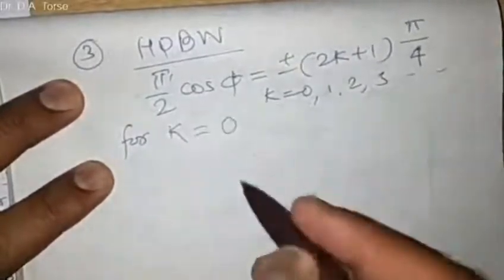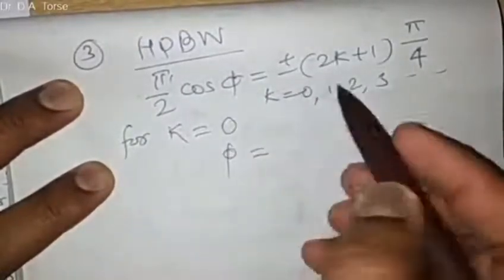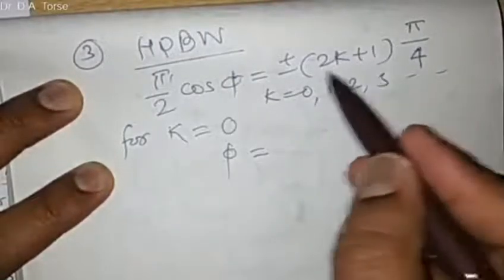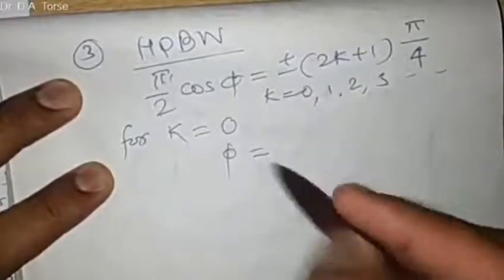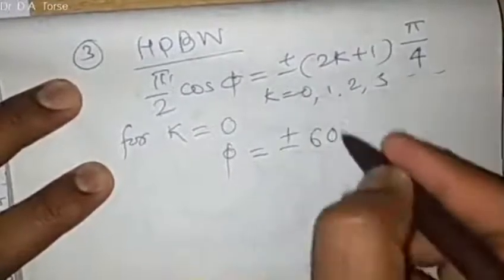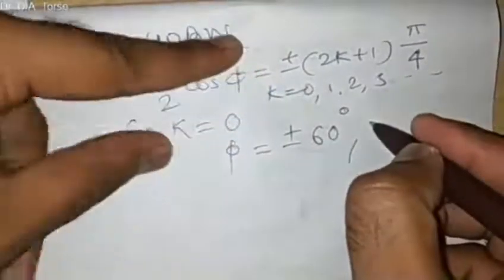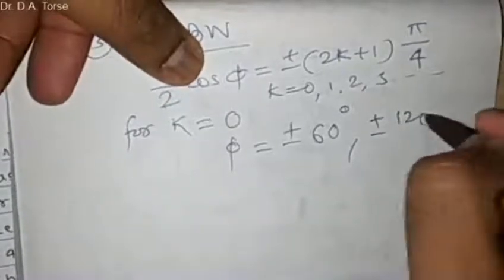So for one value k equal to 0, the value of phi we obtain by substitution in this equation. If we put k is equal to 0, we get here plus minus pi by 4, and then we have pi by 2 here. If we do simplification, you can see the answer that we get is plus minus 60 degrees and plus or minus 120 degrees.